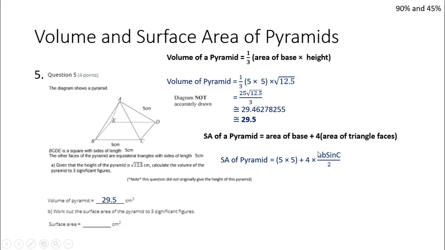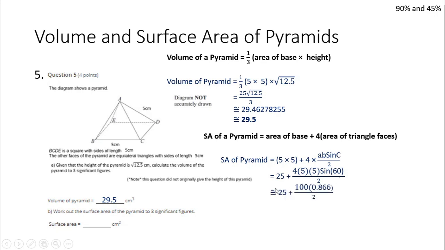So to use this formula, I need to know 2 side lengths and the angle between them. My 2 side lengths will obviously be 5 and 5, and the angle between them will be 60 because all of the angles are 60. So working this through, 5 times 5 is 25, plus 4 times this fraction, I just multiply the top by the 4. So I've got 4 on the top, multiplied by A, which is 5, one of the sides of the triangle. B is the other side of the triangle, also 5. And the angle between them is 60.